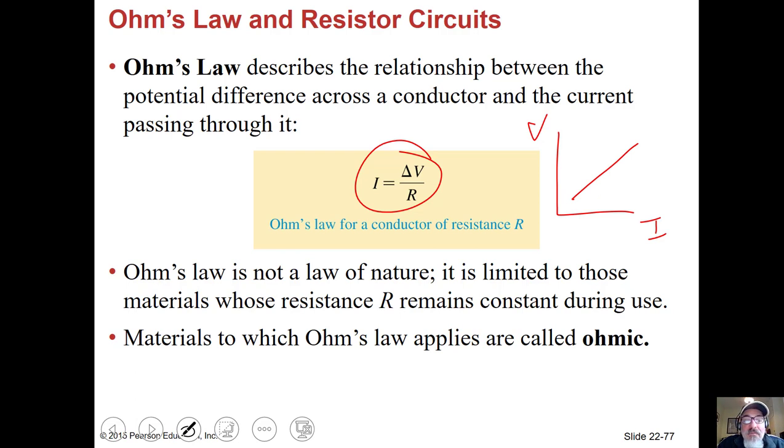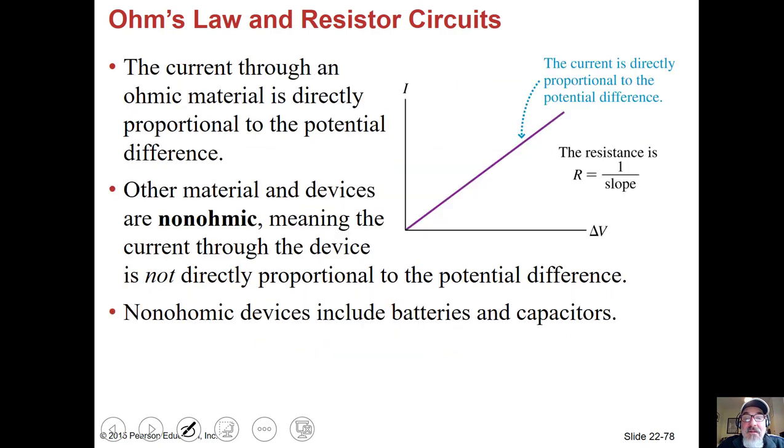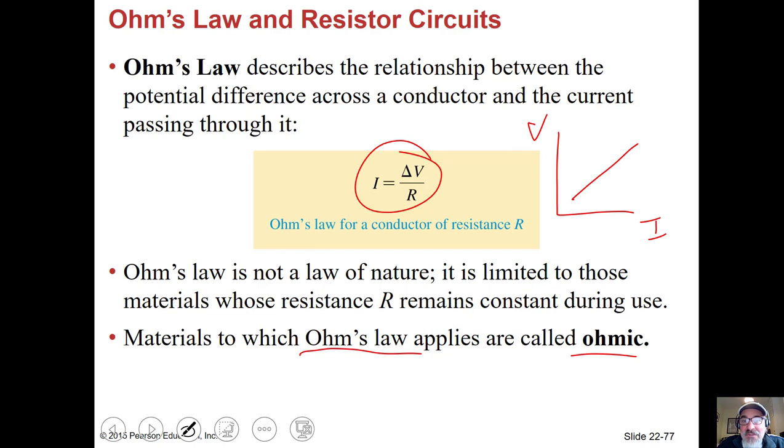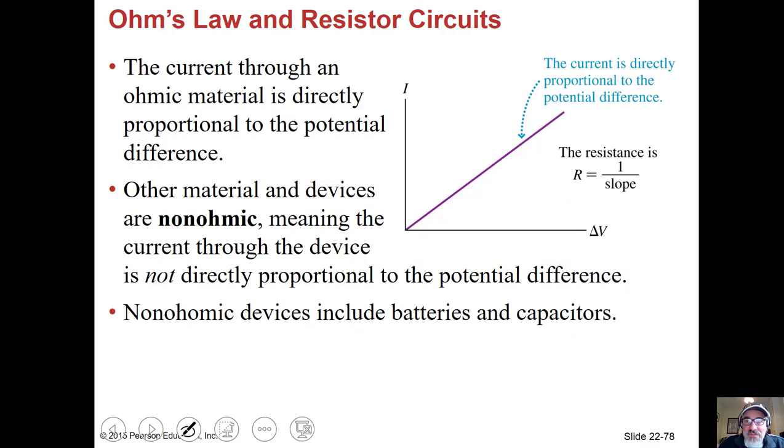Okay? So materials that follow Ohm's law are called ohmic. Not everything is like that, but most things we'll deal with in this class are. So this graph is the opposite. I prefer this one that I just made versus this graph. The resistance is 1 over the slope there.